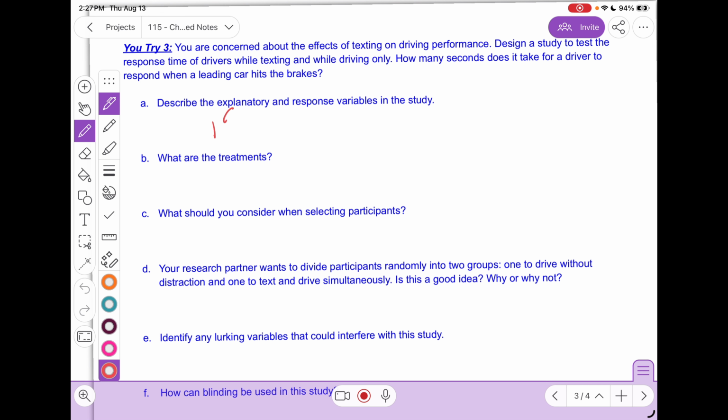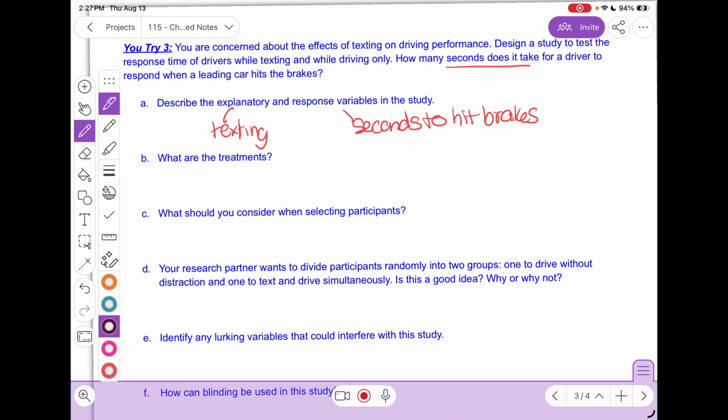Well, the explanatory would be texting. Texting. And then the response would be time, seconds to hit the brakes. Seconds to hit brakes, or the time it hits the brakes, the response time. Any of those words would work there.